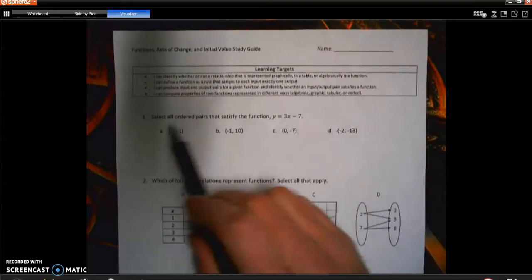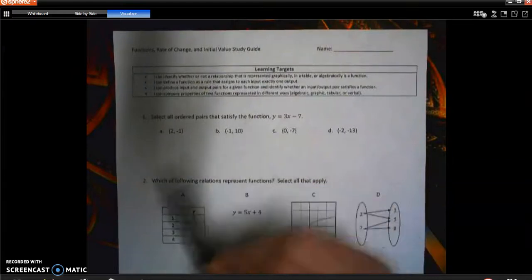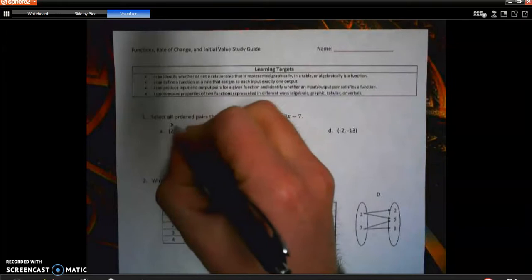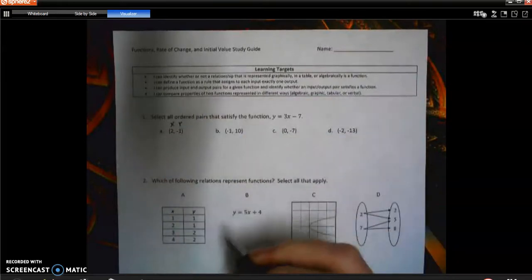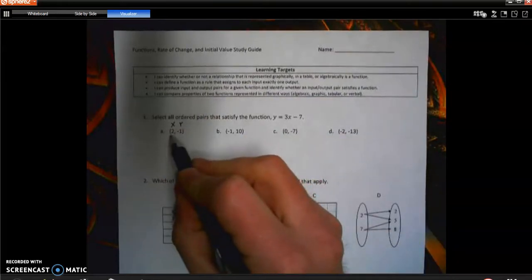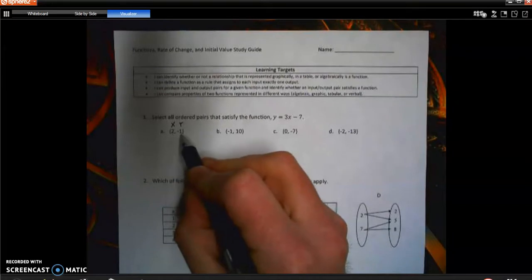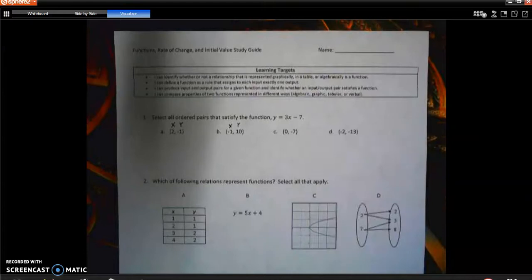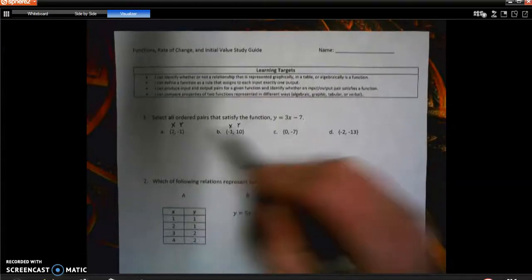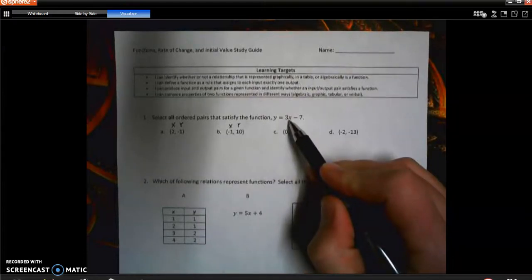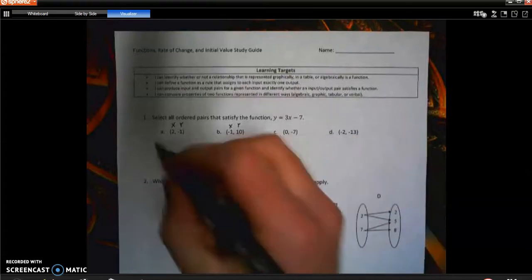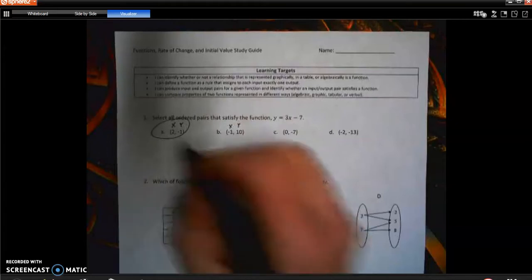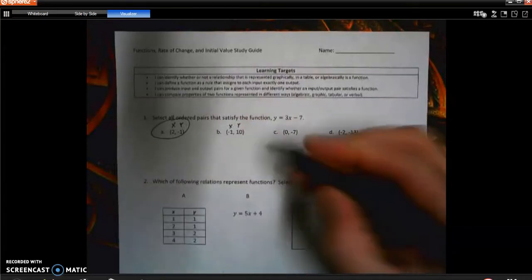It says select all ordered pairs that satisfy the function. Now remember, an ordered pair is an x value and a y value, meaning if you plug in a 2 for x, does it equal a -1 for y? An x value and a y value on each one. So if I plug in a 2, 3 times 2 is 6. 6 minus 7 is -1. That works. I plugged in a 2, I got out a -1.